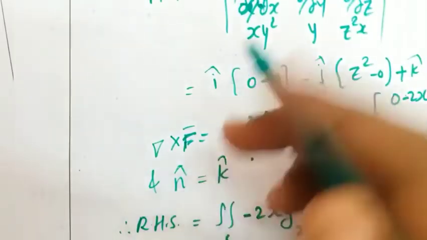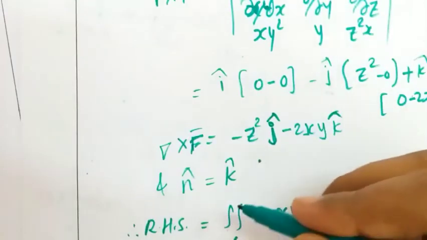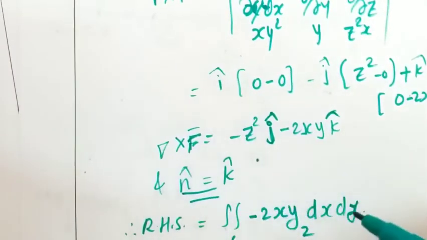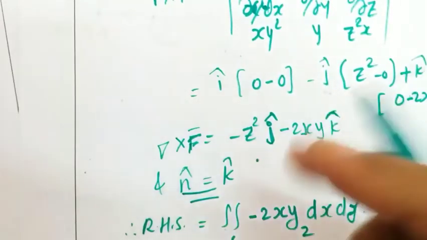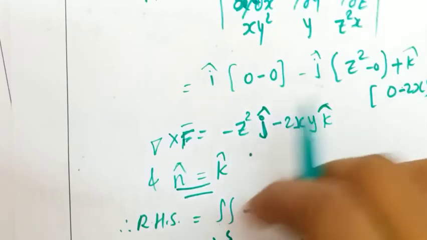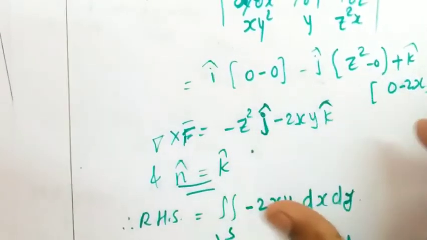And why is it plus k cap? Because of the anti-clockwise direction. If we consider the clockwise direction, your n cap will be minus k cap in that case. That thing you have to understand. So here we have taken the direction of the curve as anti-clockwise, therefore the value of n cap will be k cap. So we have del cross f bar and n cap also.